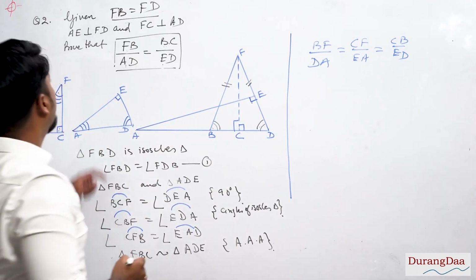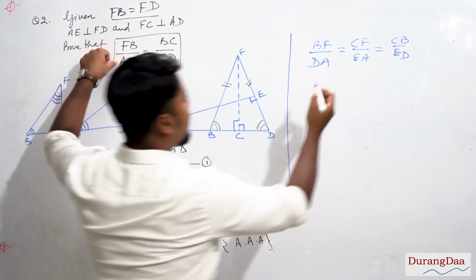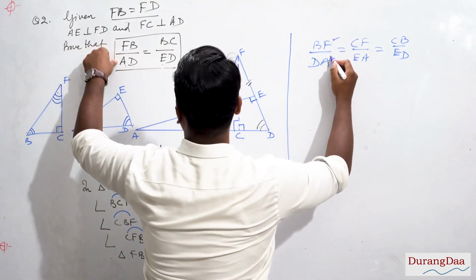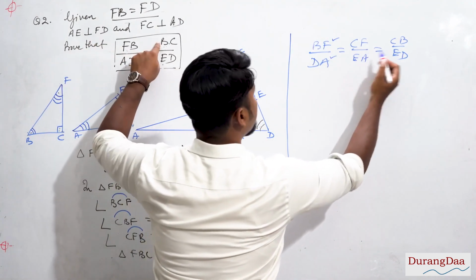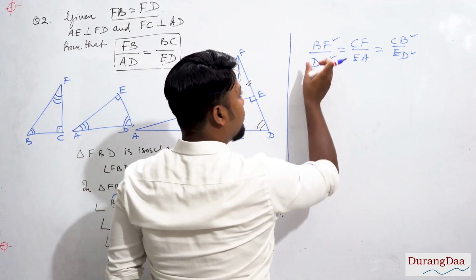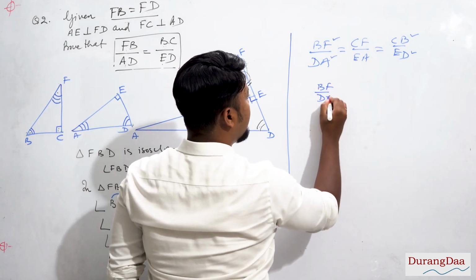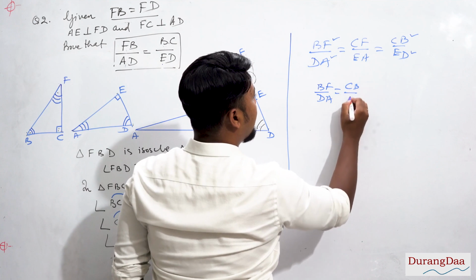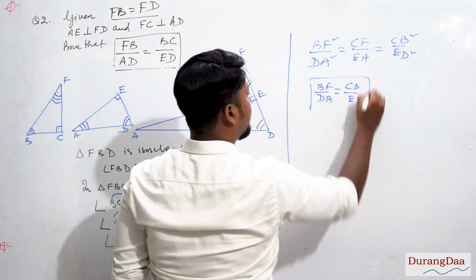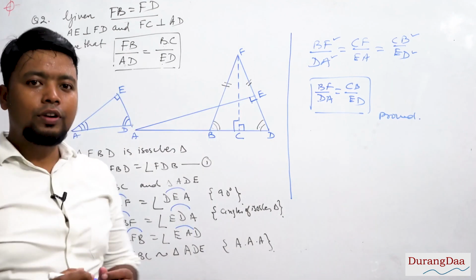All right, but we require only two terms, so FB and AD. Where is FB? This is FB, this is AD, then BC we are having here, and this is ED. So you just select these two terms. BF by DA equals CB by ED. So proved. This was simple. Let's move on to the next question.